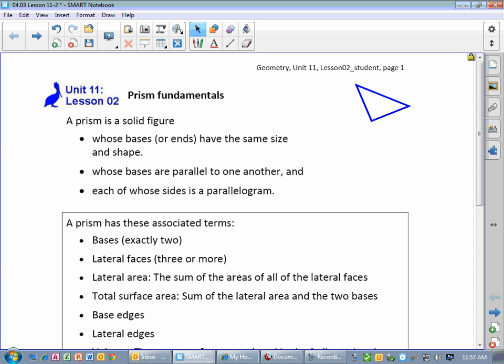The bases must be parallel to each other. So notice, if I call this my base, then this is parallel to this, okay? And the other sides are all parallelograms. Now, what shape is this side right here? Rectangle. Is a rectangle a parallelogram? Yes, a rectangle is a parallelogram with right angles. So that fits our definition, it's a parallelogram, okay?